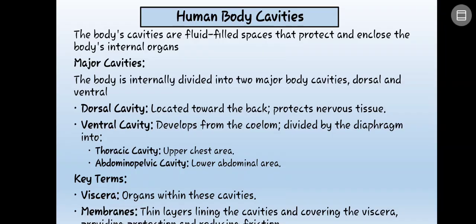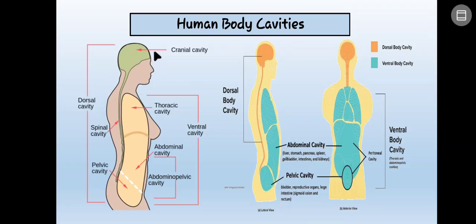Now, we have major cavities in the body. The major cavities in the body are divided into two. So the body can be divided into two major cavities, and these are the dorsal cavity and the ventral cavity. The whole human anatomy can be divided into two major cavities: the dorsal cavity and then the ventral cavity.